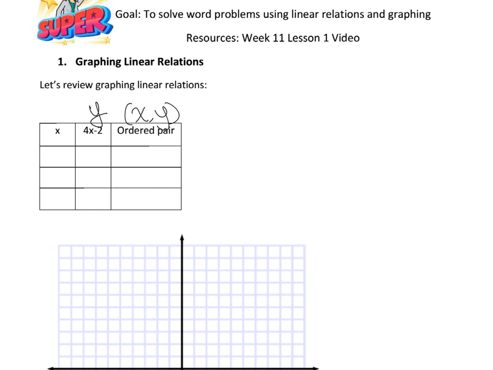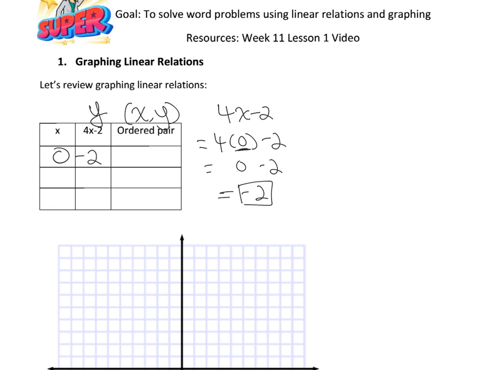So let's say I want to start at 0. I'm just saying that x is going to equal 0. x can be anything in a linear relation. But when x is 0, we look at what y is going to be by plugging in 0 for x. So we have 4x minus 2, plug in 0 for x, and we have 0 minus 2, which is equal to negative 2. So when x is 0, our y is negative 2, so our ordered pair becomes 0 and negative 2.